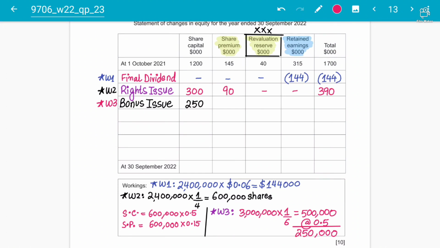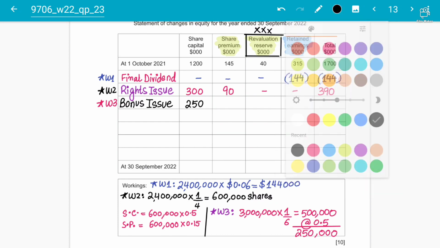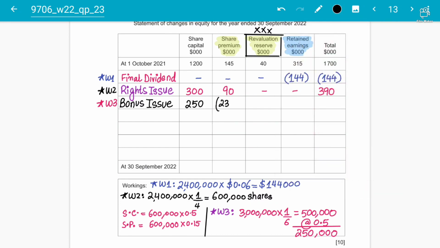So if you add up the share premium, you only have 145 plus 90. So 145 plus 90,000 is 235. So we're going to finance 235,000 from here, from the share premium, and still 15,000 are left. So 15,000 will be financed from here. Okay, everyone. So hope people get it. And net effect will be 0, as I have discussed.